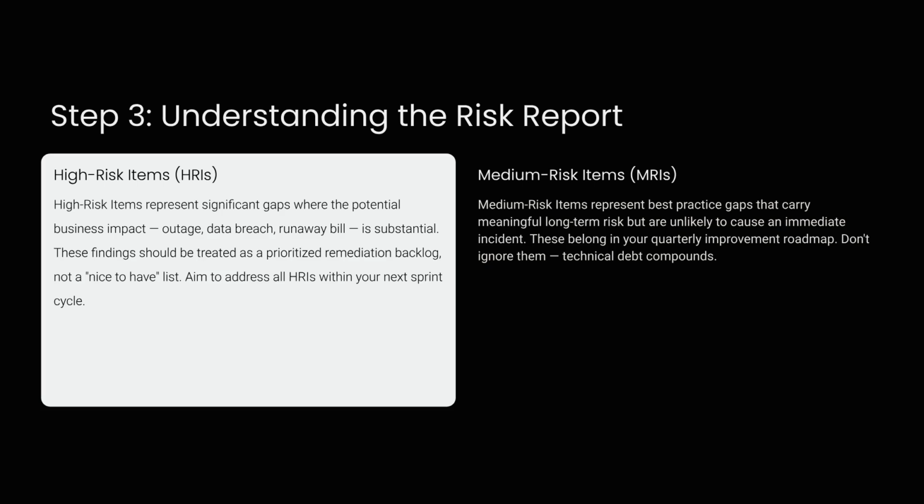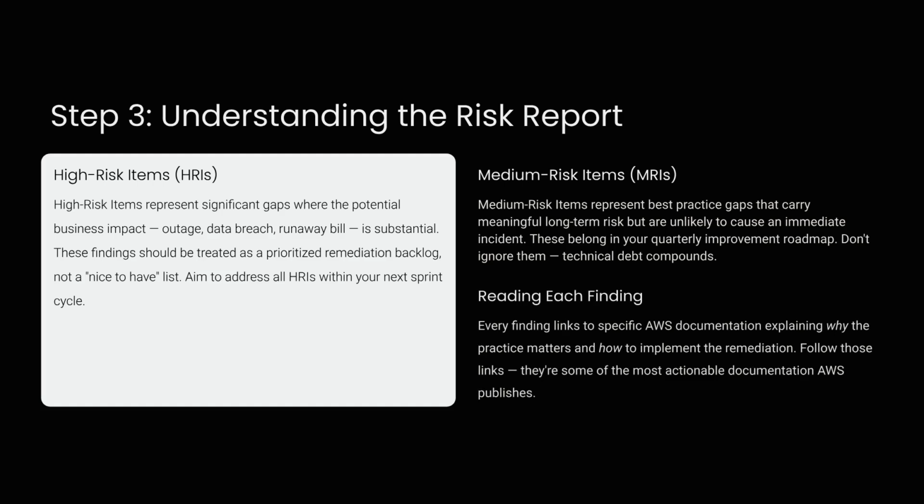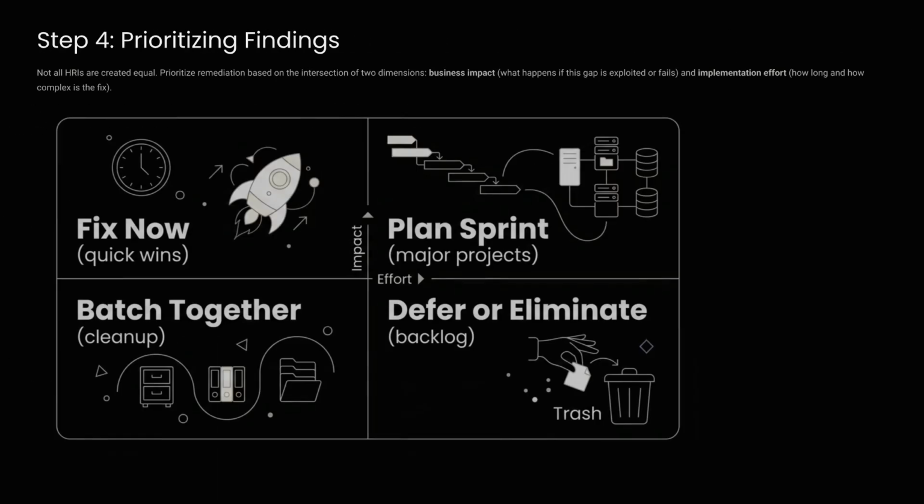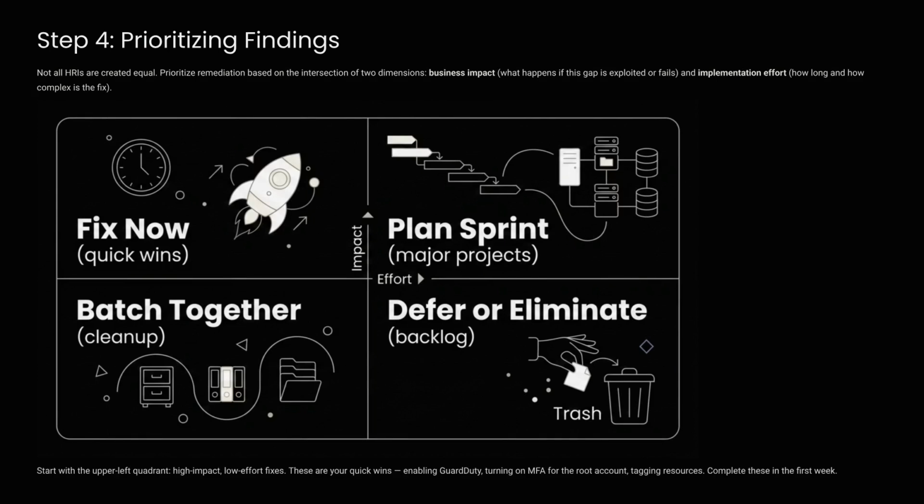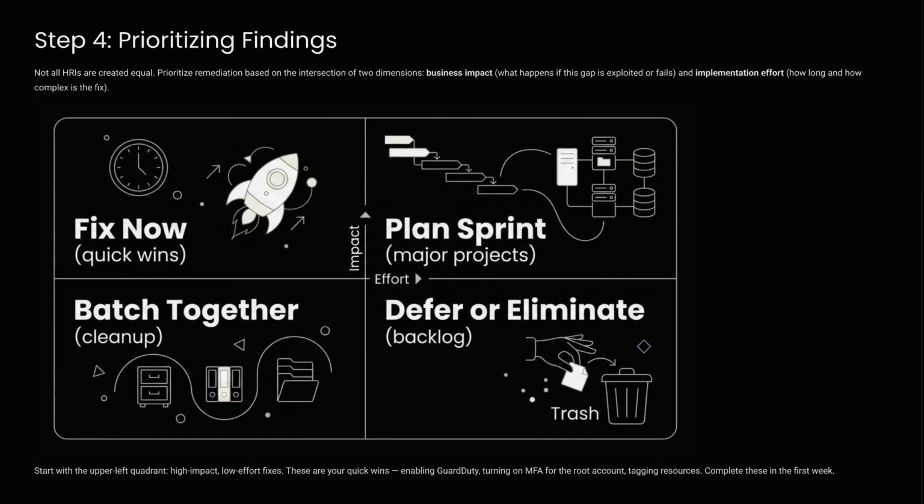Medium-risk items are best practice gaps that carry long-term risk and should be part of your quarterly roadmap. Every finding links to specific AWS documentation for implementation guidance. Step 4. Prioritize findings based on 2 dimensions: business impact and implementation effort. Your quick wins are high-impact, low-effort fixes, such as enabling GuardDuty or MFA for the root account. Complete these first, ideally within the first week.